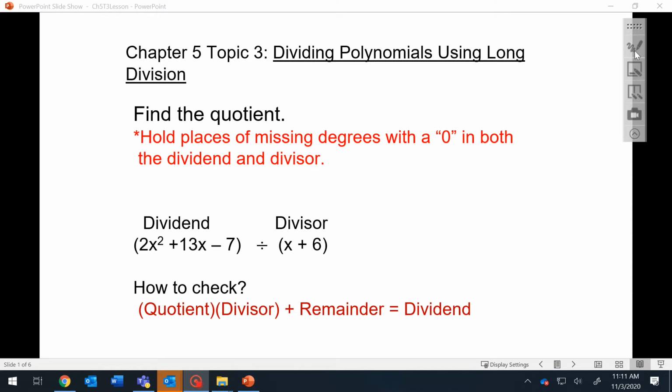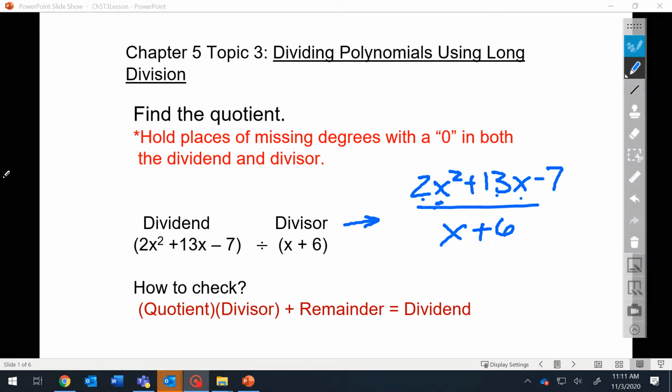Alright, today we're going to be looking at how to multiply and divide. Sorry, we already looked at multiplying polynomials. We looked at adding and subtracting polynomials. Today we're going to look at dividing polynomials. If I'm dividing 2x, we're going to learn how to do it using long division. There's a lot of different methods, well, there's two, and we're going to learn one of them, long division.